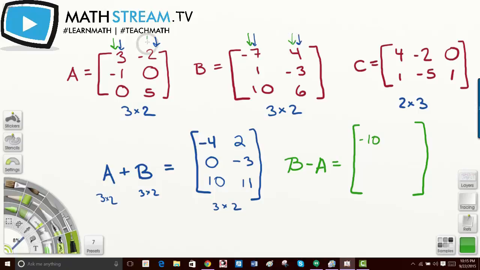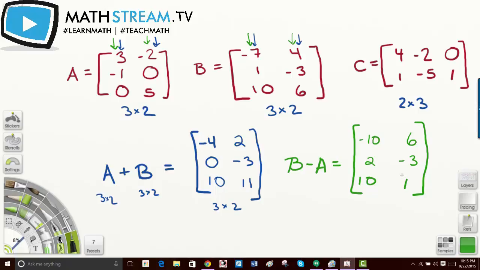And then I continue to do that for each pair of elements. 4 minus -2 is 6. The second row, 1 minus -1 is 2. -3 minus 0 is -3. Third row, I look at the position 3, 1. 10 minus 0 is 10. 6 minus 5 is 1. And that's it. So addition and subtraction of matrices is just that simple.